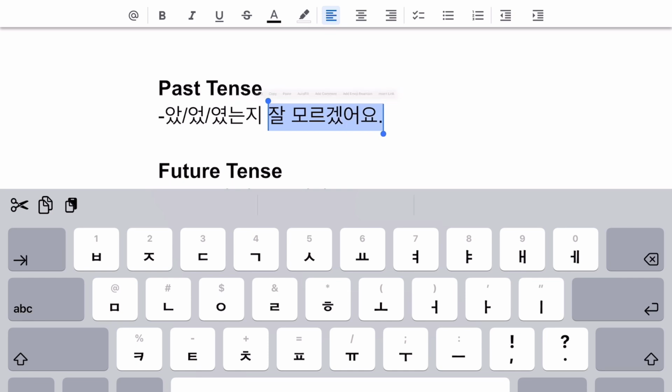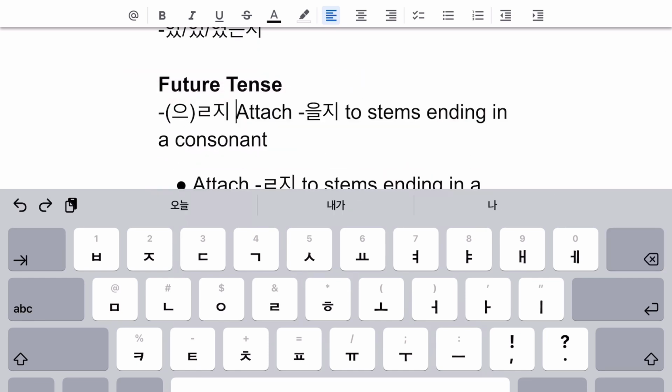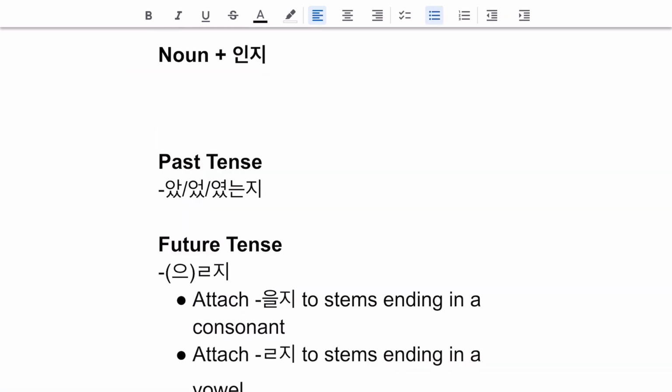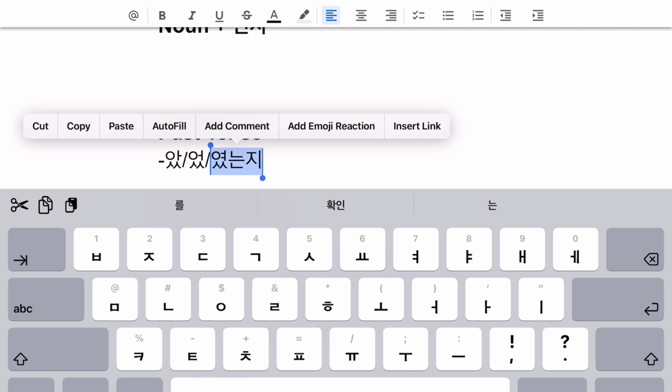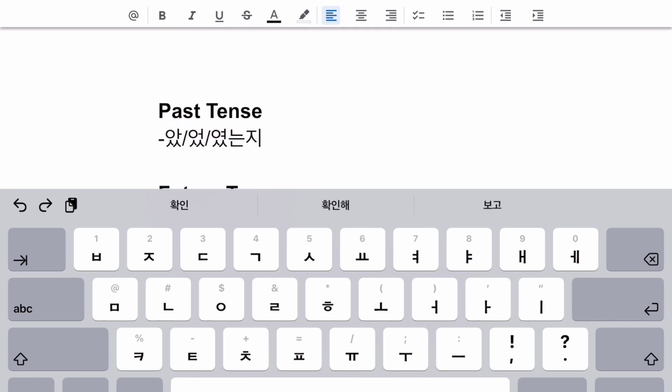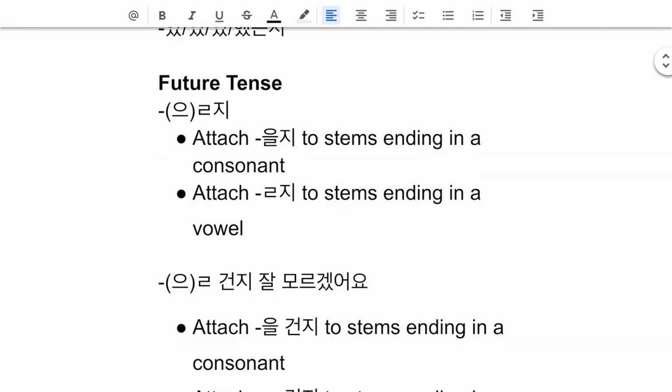And then of course we have past tense. You can really get rid of this part for now. We just need to see the first form. For past tense, we usually do the 았어요, 었어요 ending, but instead of 어요, we're going to just do 는지 at the end of it. So 았, 었, 였, 했, 는지. And then future tense has two different forms.